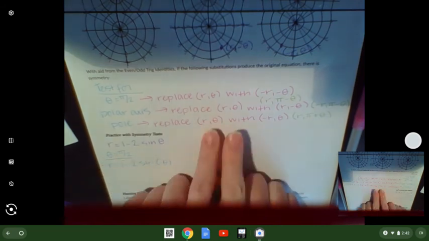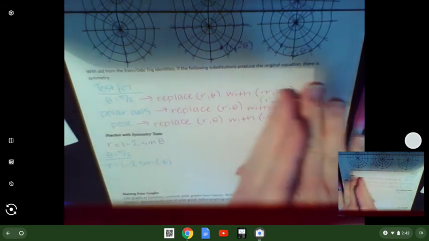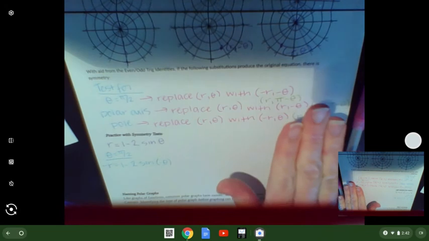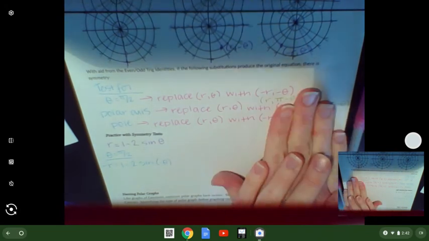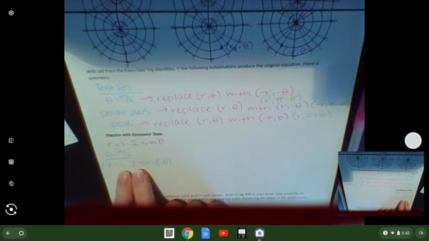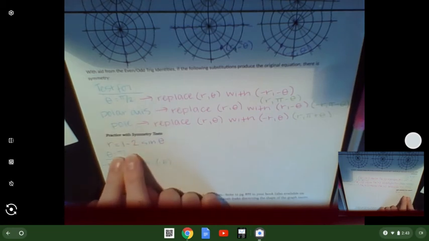So again, if I make the appropriate replacement, and I'm again only going to focus on the pink, if you want to try the green, that would really only use sum and difference identities. You absolutely 100% may do that, but I am going to just focus on the pink. But if I make those replacements and I simplify my equation, getting me back to the original, that tells me that I exhibit the type of symmetry that I happen to be testing for.